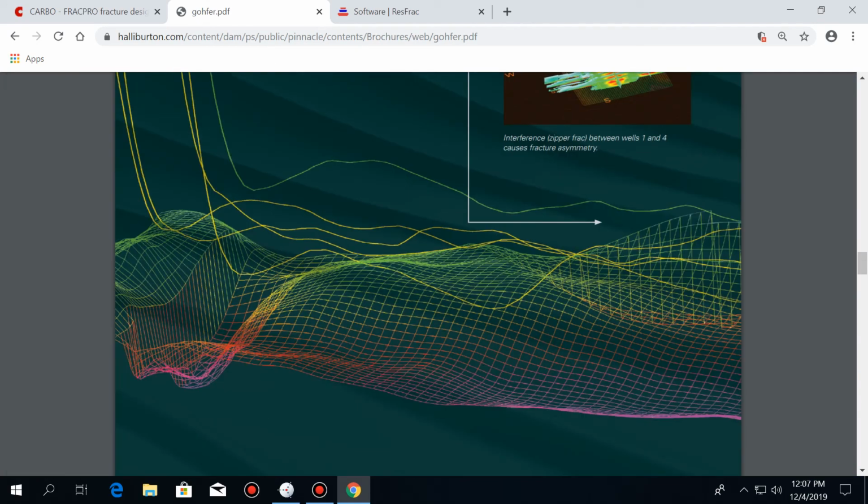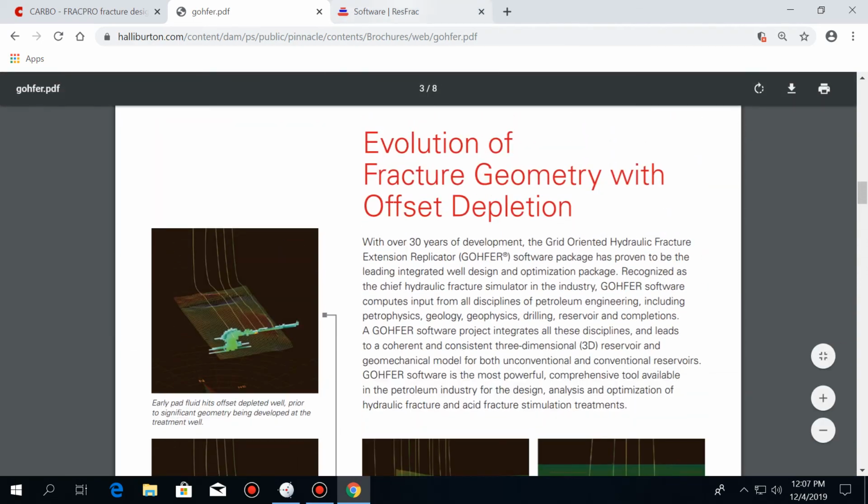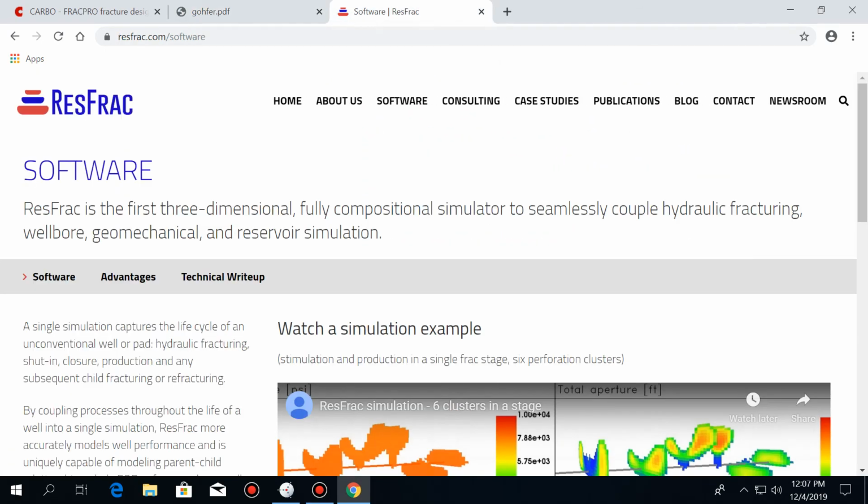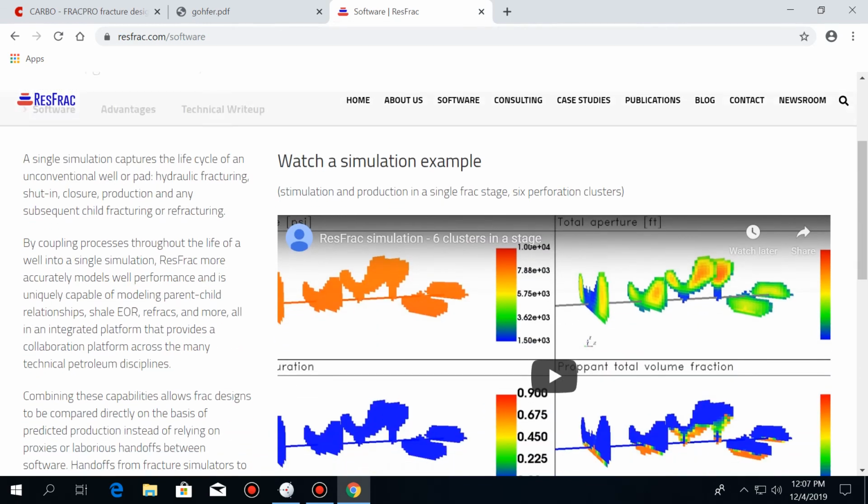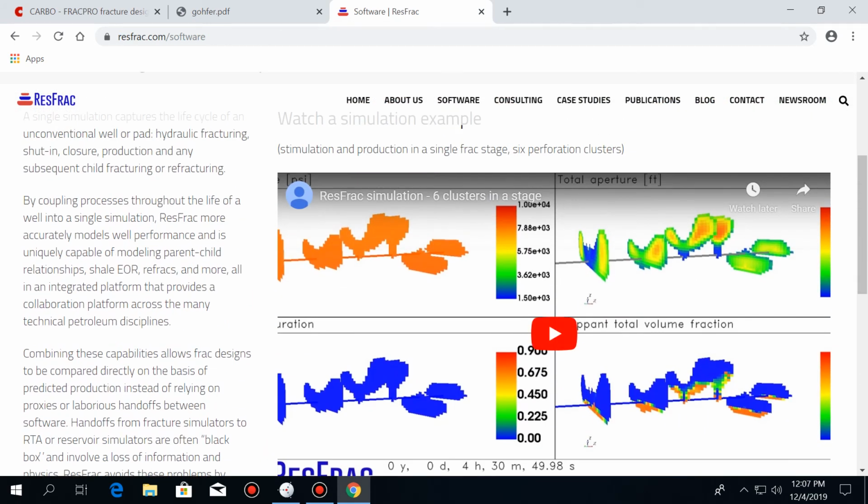And I have one more piece of software which is relatively new. And I was looking for a video, but I couldn't find it. But let's play this one.